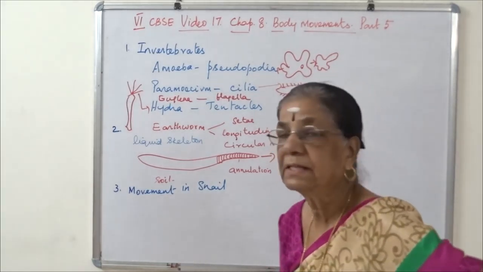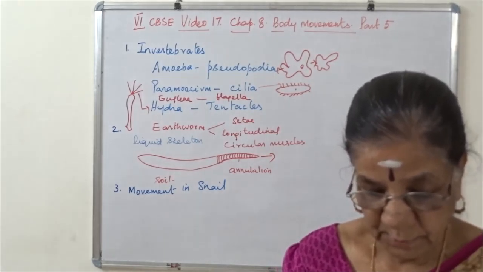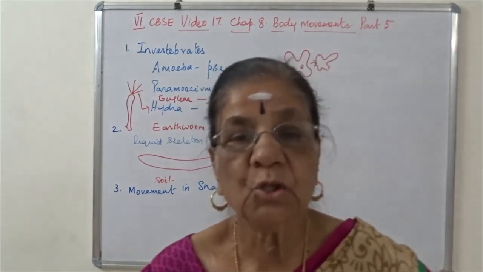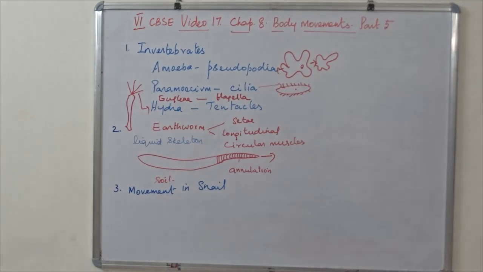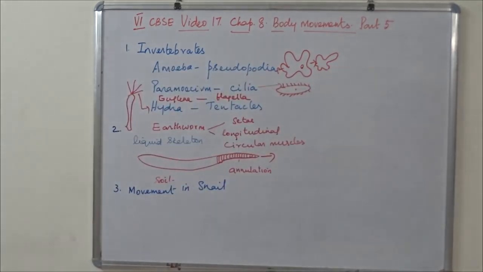Liquid skeleton in earthworm. The pressure of the blood on the body wall of the earthworm gives shape and helps it to move. So it is known as liquid skeleton.